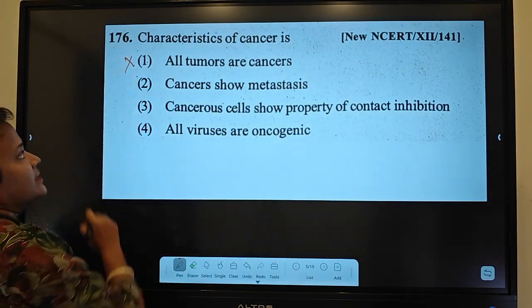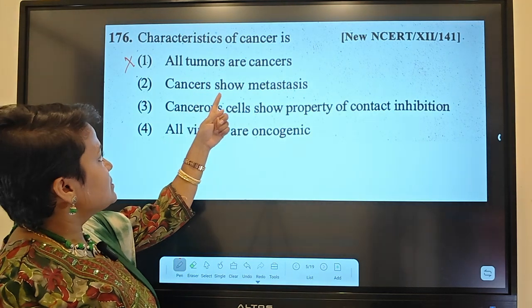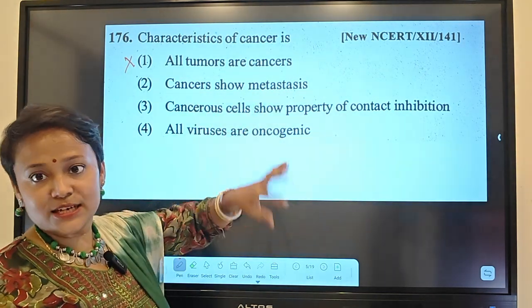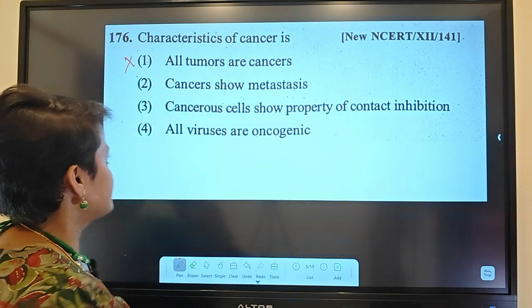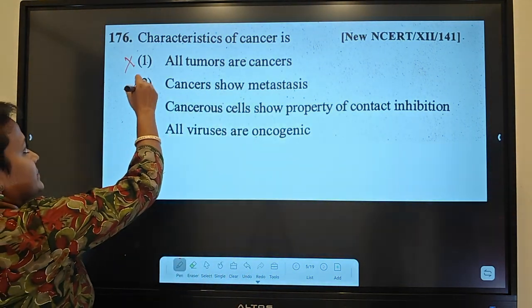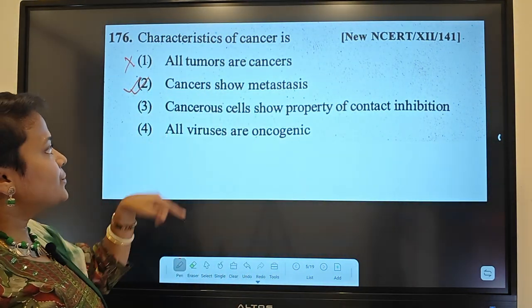This will not be the answer. Cancers show metastasis. As I told, yes, a malignant tumor can show metastasis. So this will be the answer. Let's discuss the 3rd and 4th.